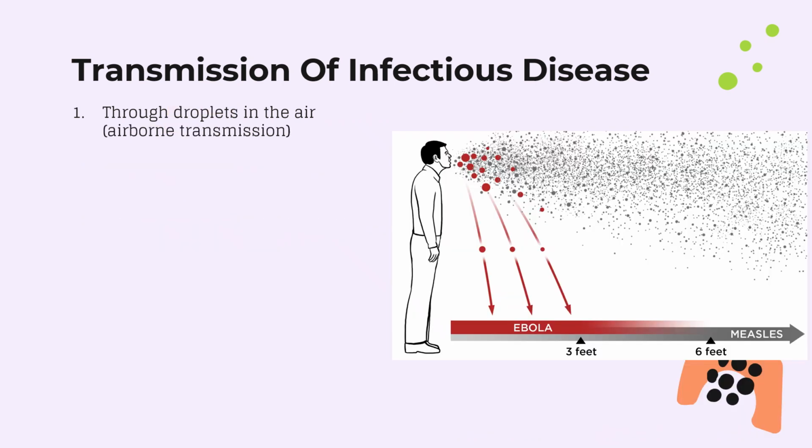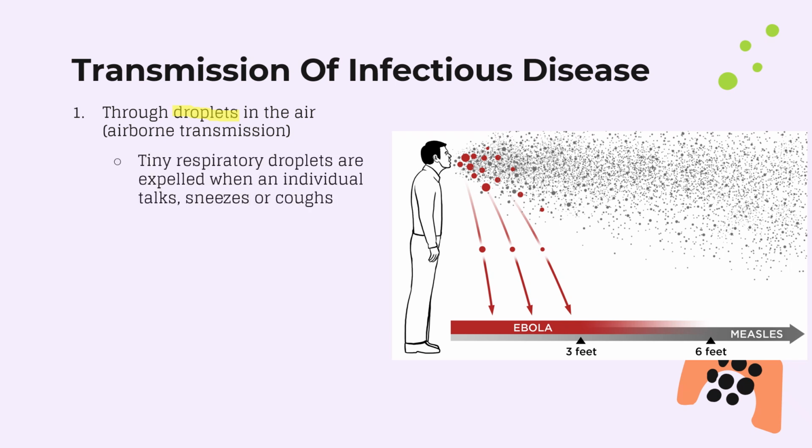So let's start with the first one, airborne transmission. Now the keyword here is the word droplets. So it is not vapor. When you write, you have to be very clear, as in you cannot use the word vapor because it's not really a gas thing. Pathogens require droplets to be transmitted. This is quite confusing for some of you maybe, but please take note.